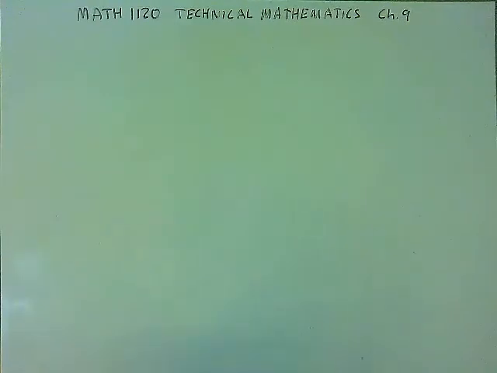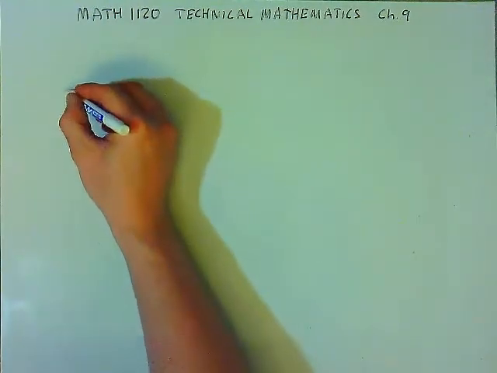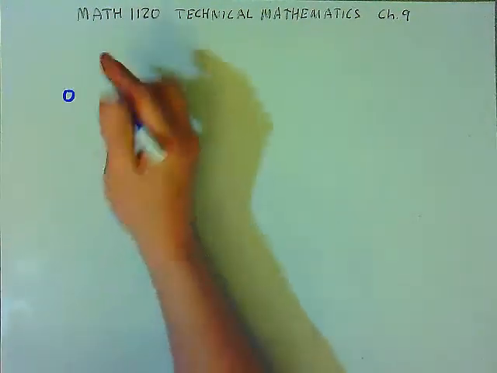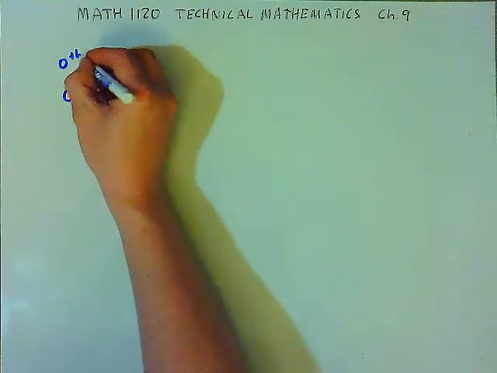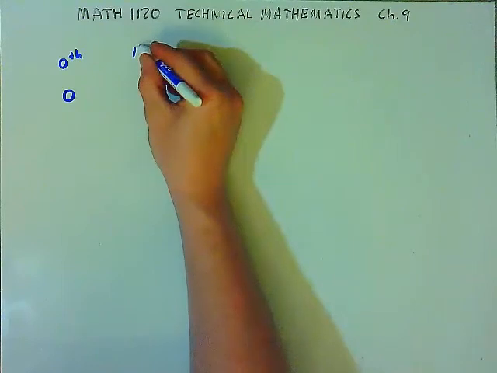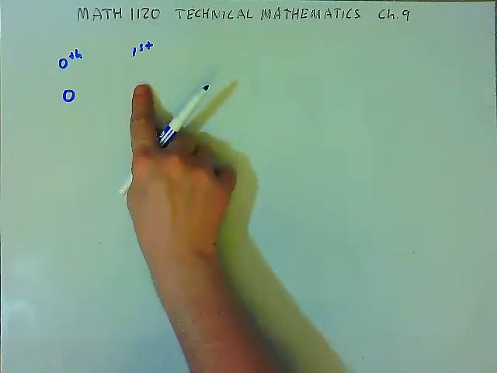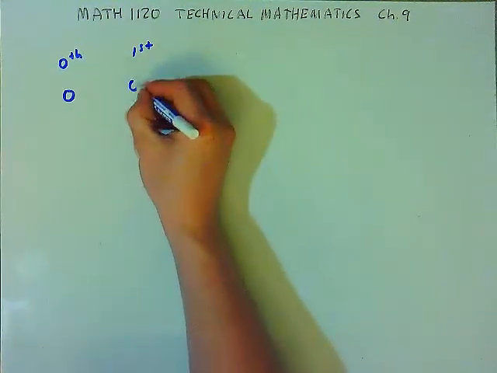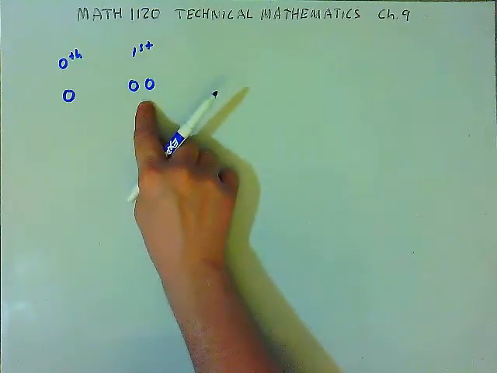Consider you have a single cell of bacteria, and we'll call this the 0th day. On the 0th day, you have a single cell. And on the first day, which is the next day, that single cell has split into 2 cells. So now you have 2 bacteria.